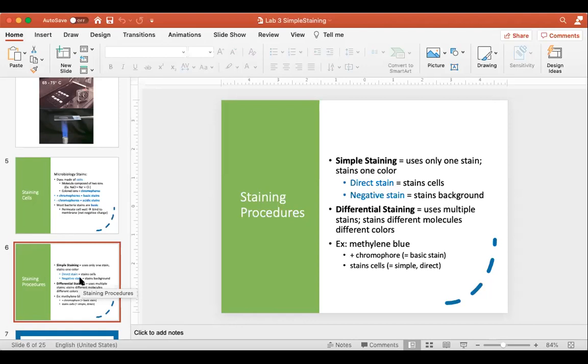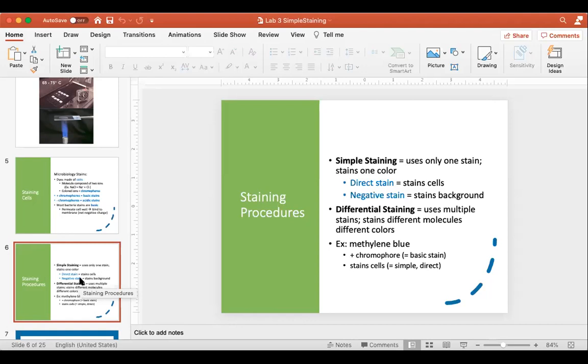Now, in the simple staining group, those are the procedures, remember, that use one stain. We can do what's called a direct stain, and we can do a negative stain. Some more vocabulary for us. A direct stain is a simple stain that stains cells. A negative stain is a simple stain that stains the background of the slide and not the cells. Direct staining is much more common than negative staining.